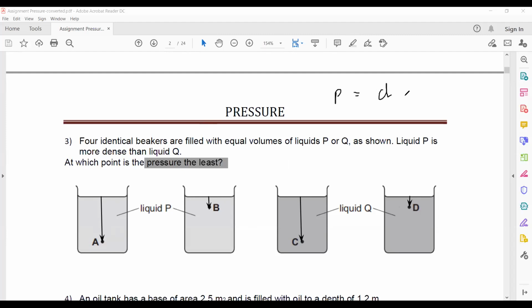density, depends on the depth. Depth means the distance from the surface of the water, not from the bottom, it's from the top. So from the surface of the water, you measure a distance, that is the depth. So pressure is density into depth into gravity. You want a least pressure. Least pressure means it should have a low density and it should have the smallest depth.